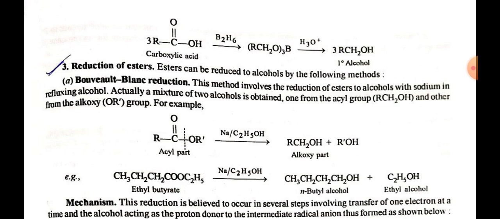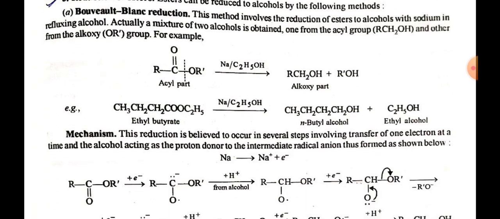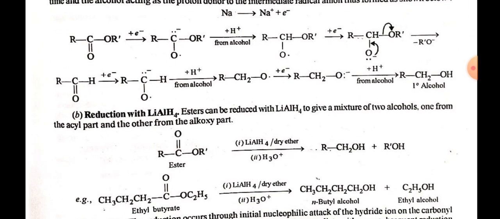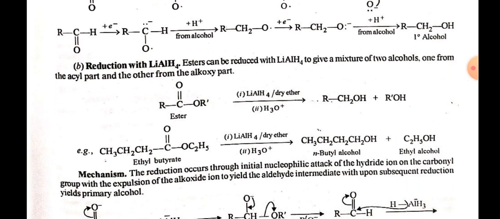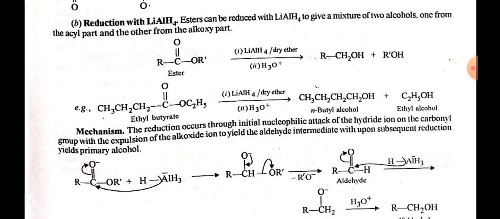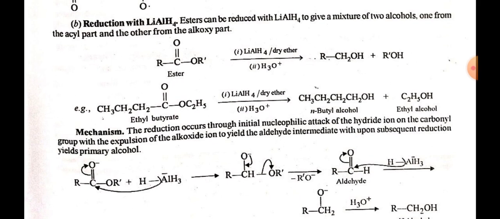This reduction is believed to occur in several steps involving transfer of one electron at a time, and the alcohol acting as a proton donor to the intermediate radical anion thus formed, as shown below. You can see this reaction. Second reaction is reduction with lithium aluminium hydride.